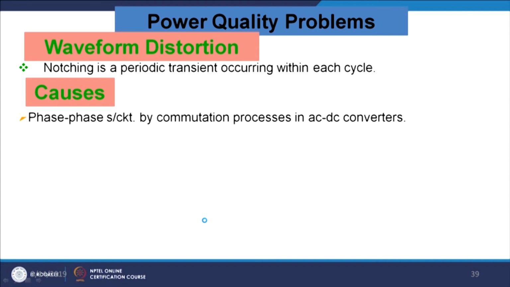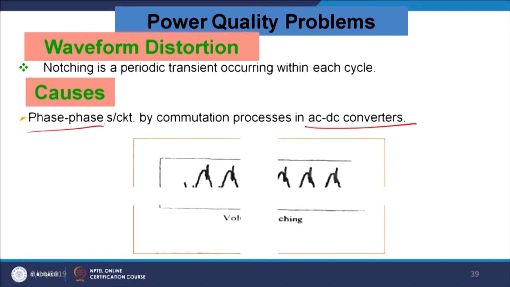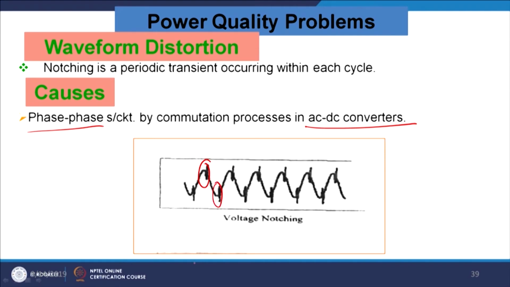Thereafter, we can have notches. Notching is a periodic transient occurring within every cycle. It can be due to AC to DC converter switching and phase to phase circuits by the commutation process. Here we see an example of it: there is a notch here, there is a notch here, where thyristor changeovers occur, it gives a notch.